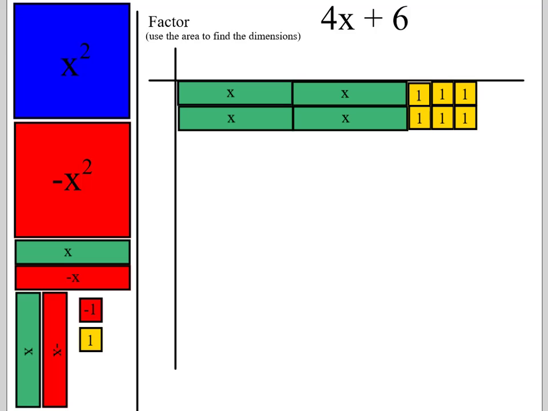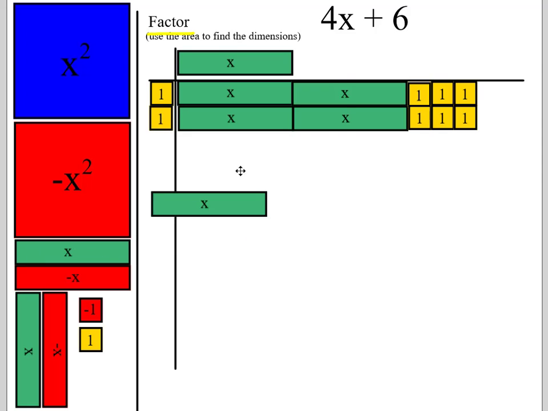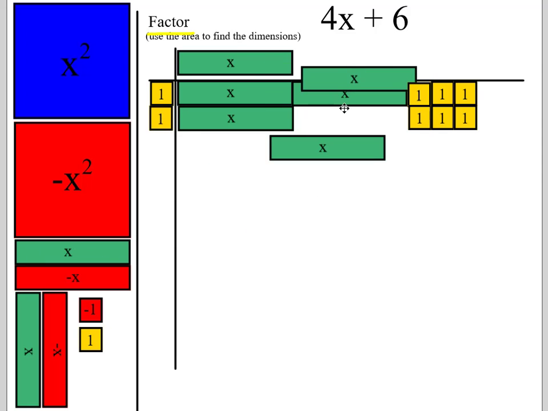The instructions here are to factor. I've set this up just so you don't have to see me dragging a bunch of tiles. I've made my rectangle, I've made my area, 4x plus 6, and now what I want to do is work backwards to figure out what the dimensions would be. To get an x, we would need dimensions of x times 1. And we could do that twice, and then we'd see we have the same value over here.